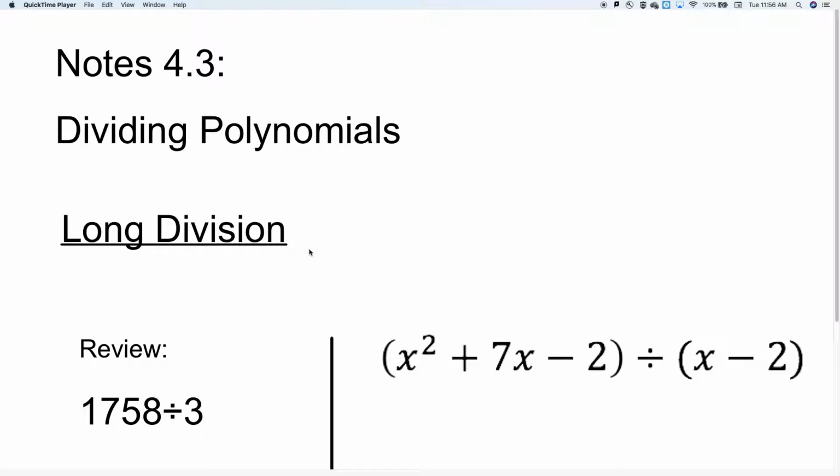Okay, but we skipped over dividing polynomials, so we're going to do that today. Now, I'm going to go through 2 different ways to divide polynomials. One of them is long division. Do you remember the good old days? What grade do you think you were in when you did long division for the first time? 4th, 5th grade, something like that, maybe? 3rd grade? It's hard to say.